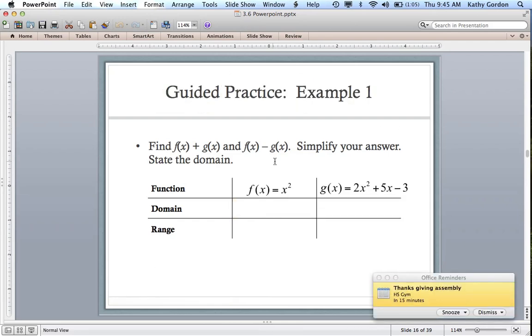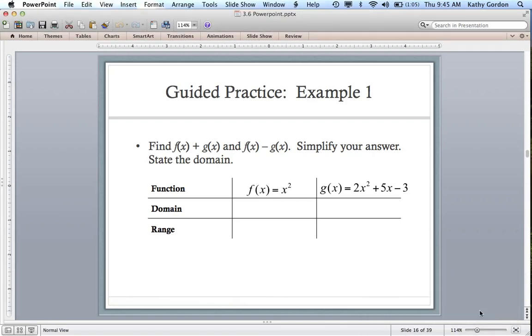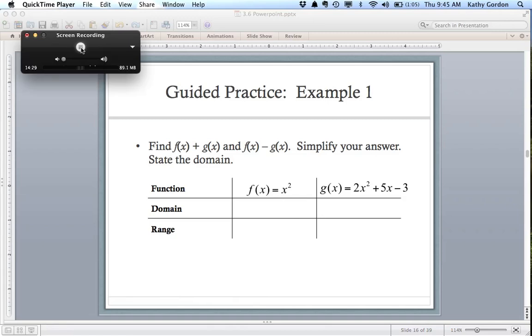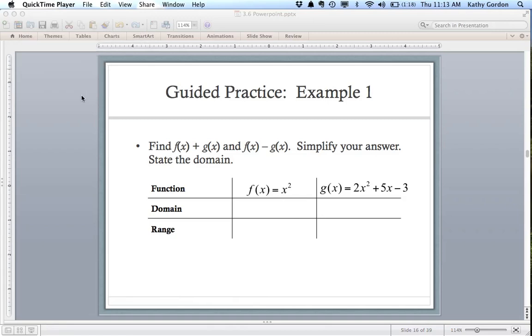All right, so why don't you pause the video for a moment and try to just do this algebraically. See if you can figure out what f of x plus g of x should be. See if you can figure out what f of x minus g of x should be, and then see if you can figure out what the domain should be for the resulting sum or difference. Go ahead and pause your video for just a moment here, work those out, and come back when you're ready to check. All right, let's take a look at your answer.